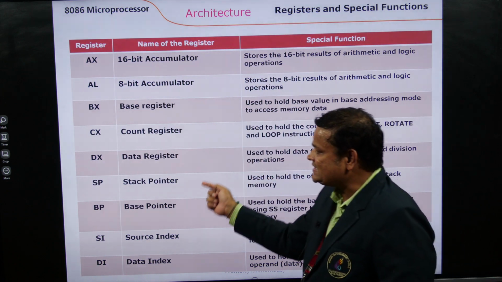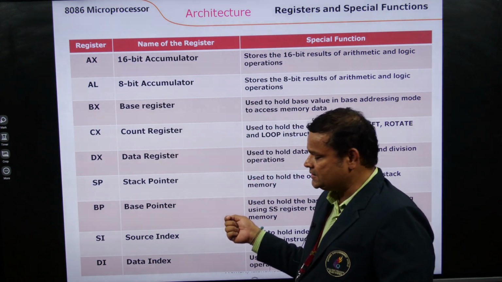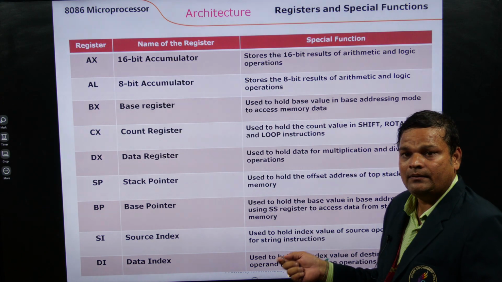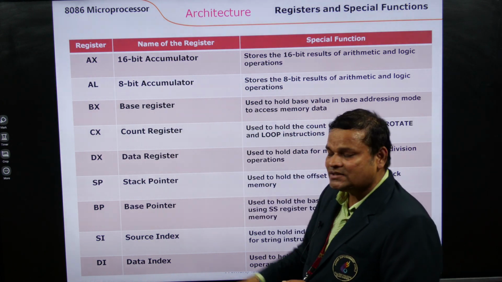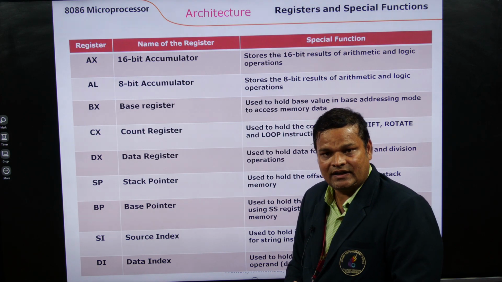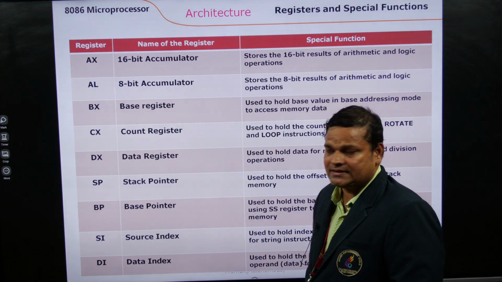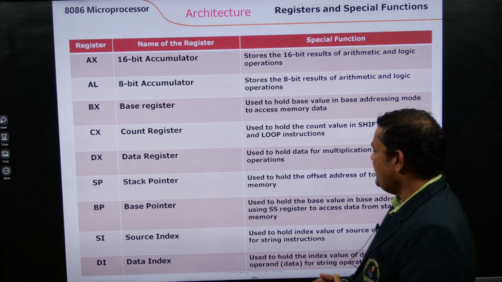Next comes the stack pointer, which is again a 16-bit register. The stack pointer will hold the top of the stack address. This stack pointer gets combined with the stack segment to generate the 20-bit address which is needed to access the data. Next comes the base pointer.